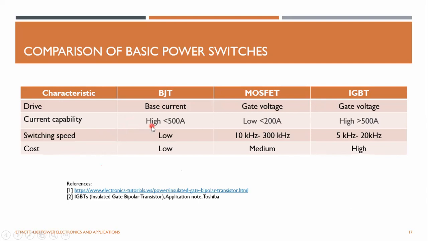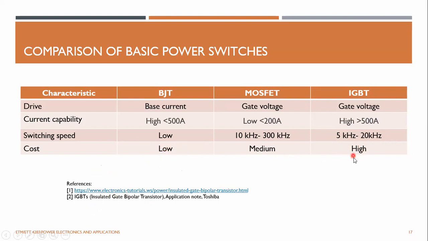The output current capability of a BJT is less than 500 amps, and the MOSFET is lower than 200, but IGBTs can drive currents over 500 amps. Switching speed is low in BJTs, and MOSFETs are limited to 10 to 300 kilohertz. The MOSFET's only advantage is that it can drive high frequency, while IGBT switching frequencies are limited to maybe a maximum of 20 kilohertz, according to this reference.